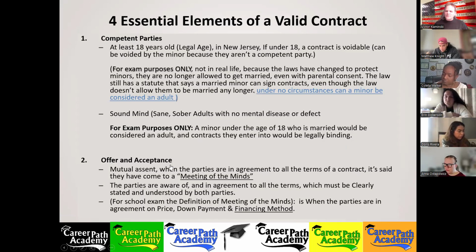Now, offer and acceptance is the second essential element of a valid contract. It's also known as mutual assent. When the parties are in agreement on all the terms of the contract, it's said that they've come to a meeting of the minds. That means they're aware of and in agreement on all the terms of the contract, which must be clearly stated and understood by the parties.